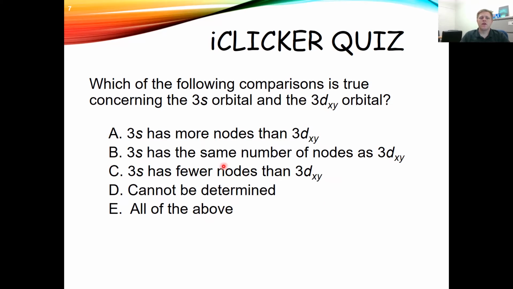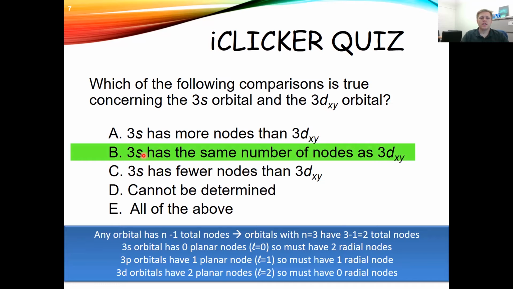Well, these options are just talking about nodes, not specifically radial or planar nodes. And so everything at the n equals 3 level has n minus 1, or 2, nodes. So the answer here is B. The 3s and the 3dxy have the same number of nodes. The big difference is that the 3s orbital has 2 radial nodes, whereas the 3dxy orbital has 2 planar nodes.